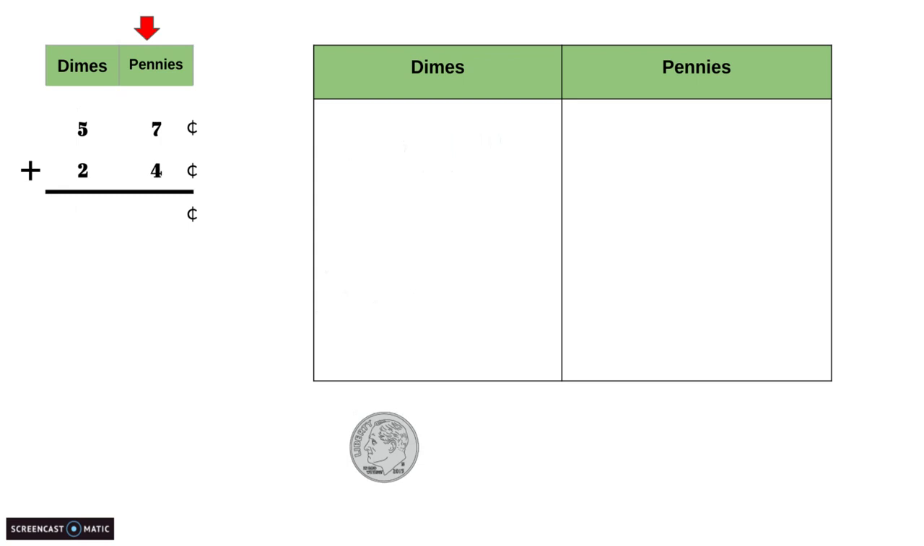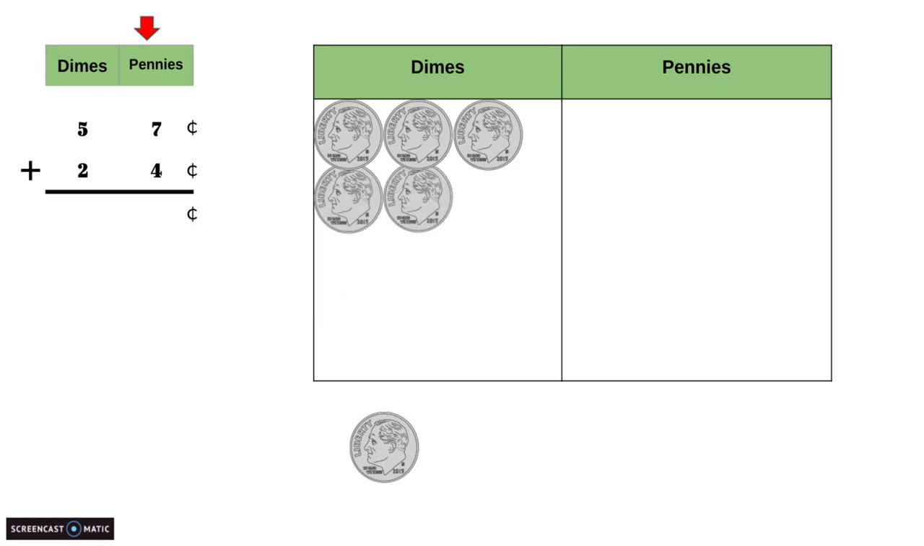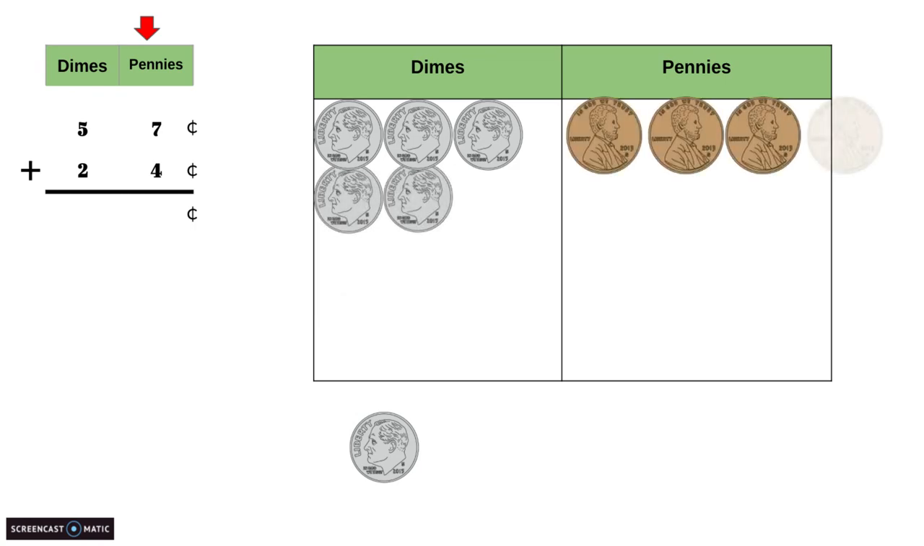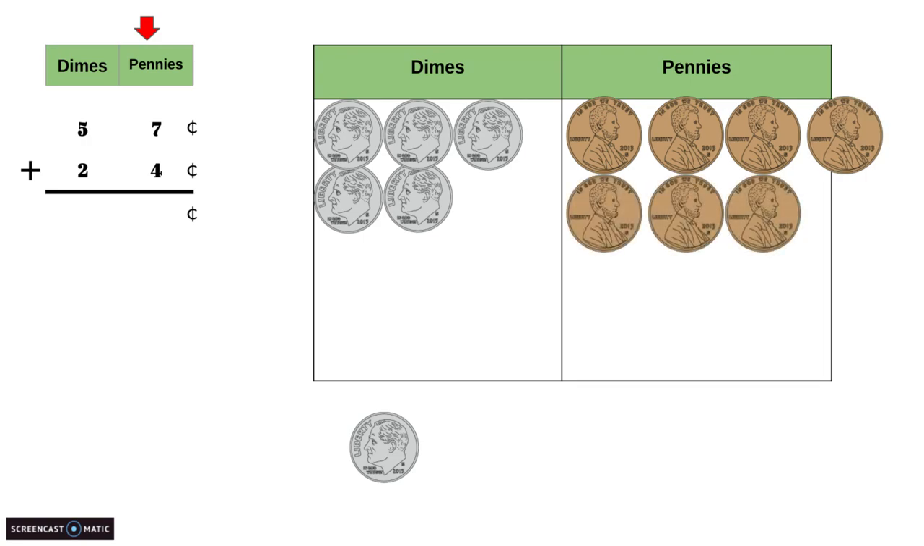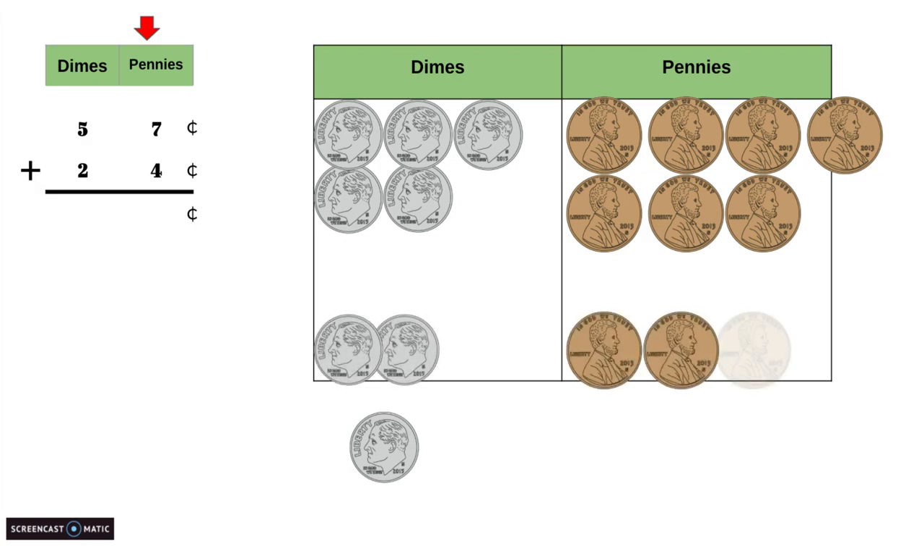Next, we have 57 plus 24. For 57, I have 5 dimes and 7 pennies to make 57. For 24, I have 2 dimes and 1, 2, 3, 4 pennies.